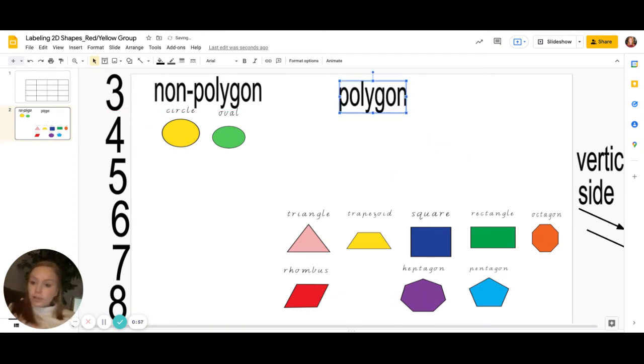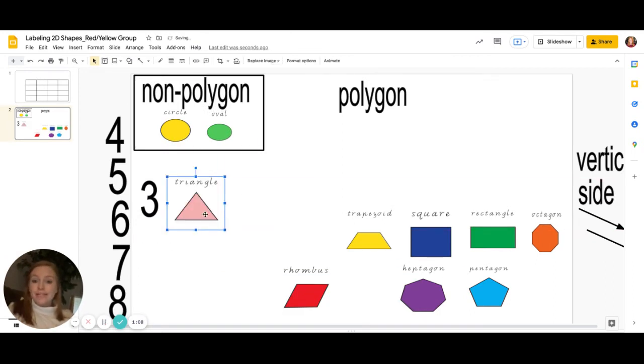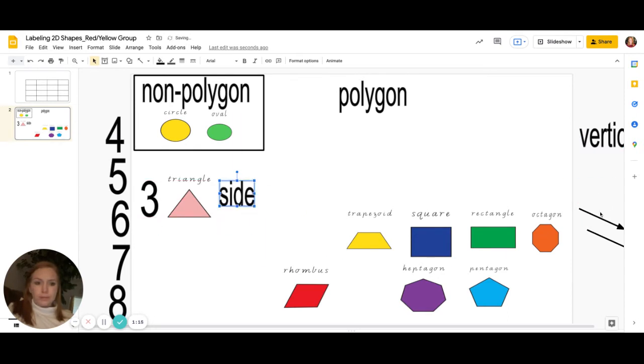Okay, so the first shape that we see, I'm looking for one that has 3 sides. Can you think of a 3-sided polygon? That would be a triangle. A triangle has 3 sides. It has vertices and sides. So first, let's label that side, just so everybody remembers what a side is. This part right there, that's our side. Great job.